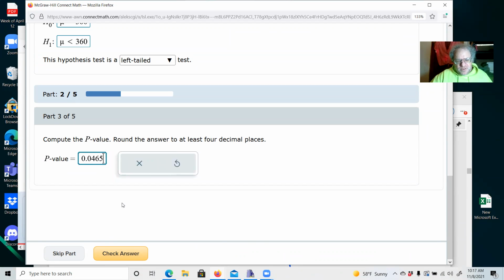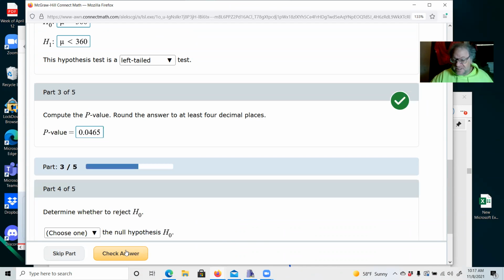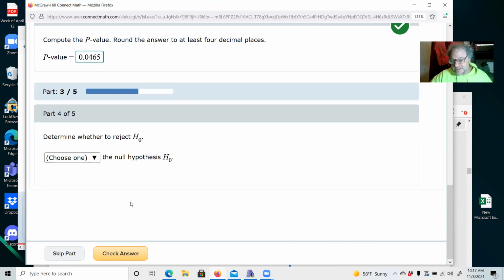0.0465. Why do you always write down the test statistic? Because my book needed the test statistic because we did this a slightly different method where we needed the critical value and the test statistic rather than the p-value. Okay, so it's just out of habit, like these are the steps you do. Do not reject the null hypothesis.